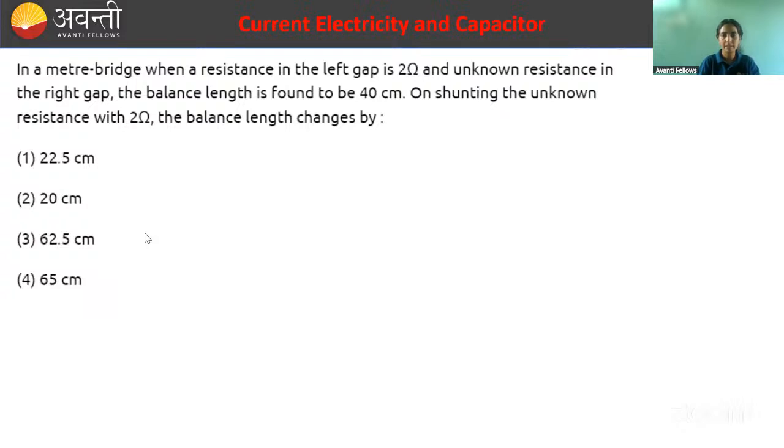Shunting means you understand, right? Adding that resistance in parallel with that particular thing. So shunting means adding this 2 ohm in parallel with the resistance.